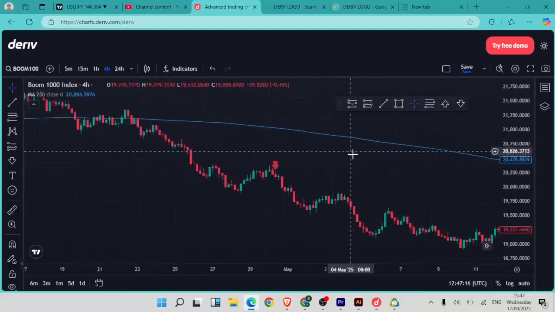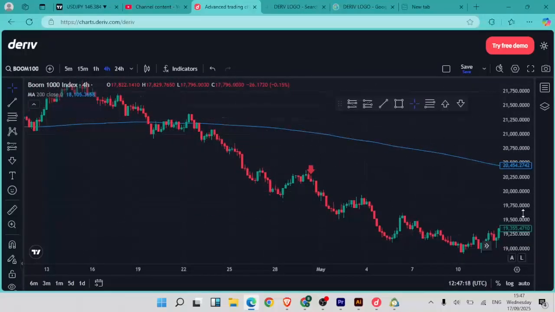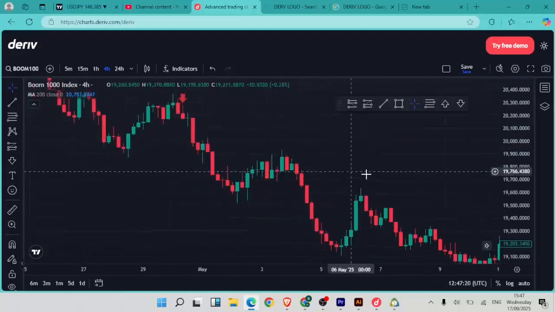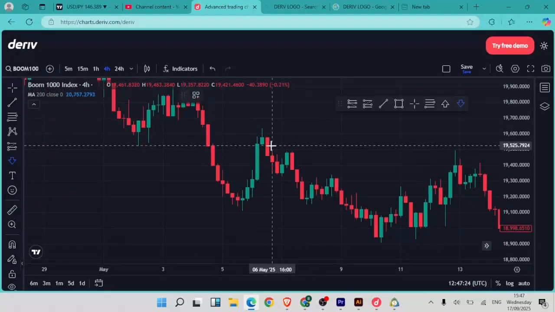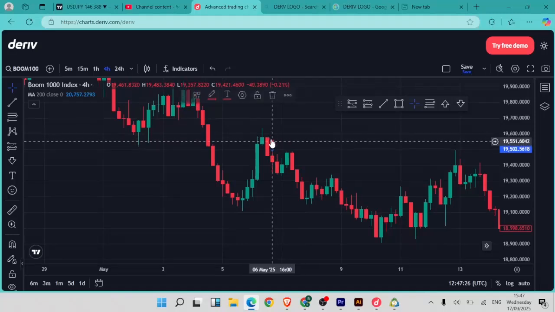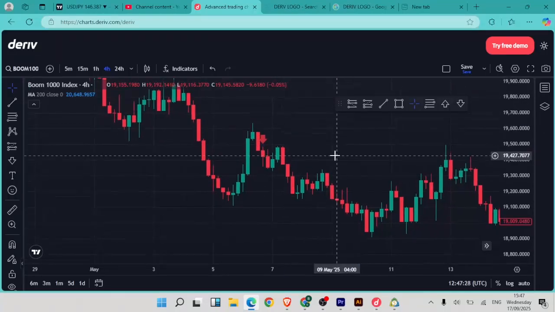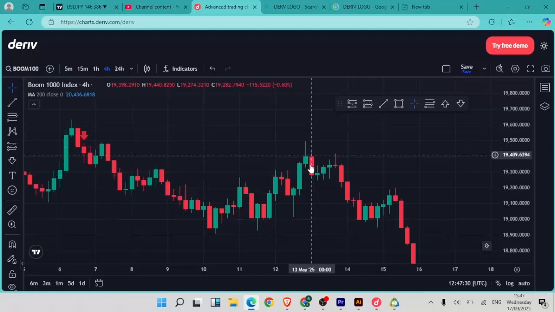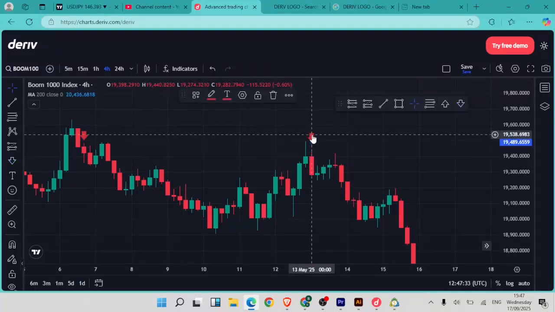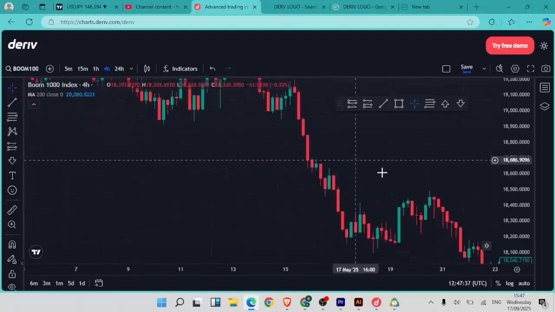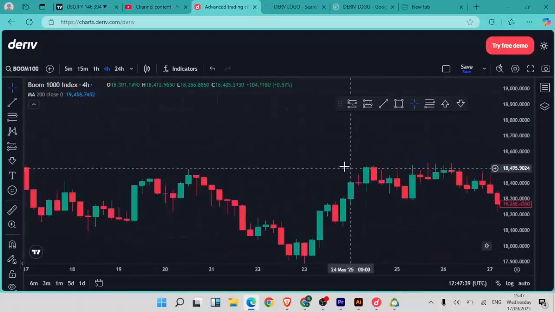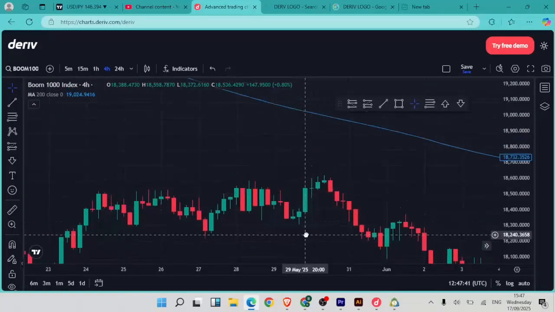Still price is below the moving average, right? Any other engulfing candle, we have this one, price is below, and bearish engulfing candle, you sell. This one, bearish engulfing candle, sell. At this point, any other that we cannot say?